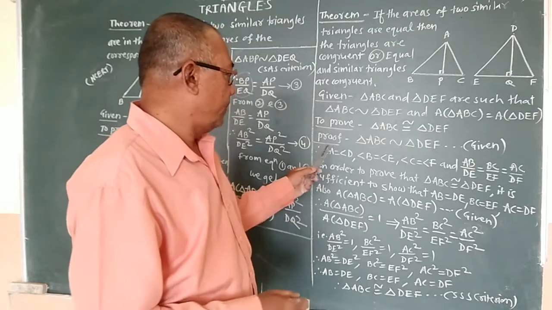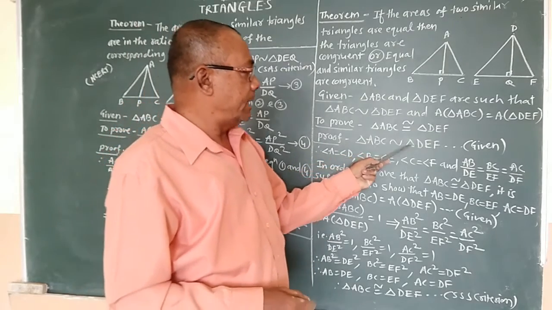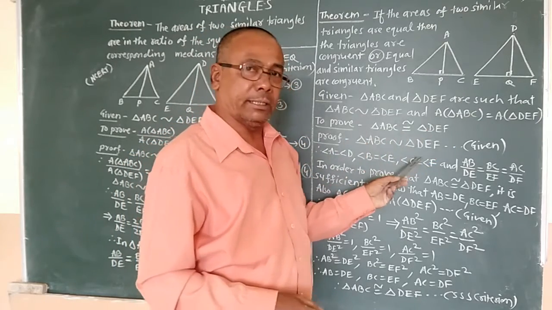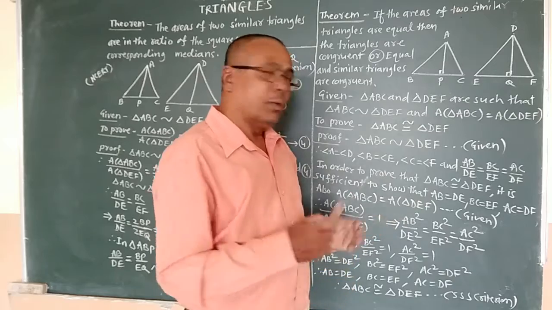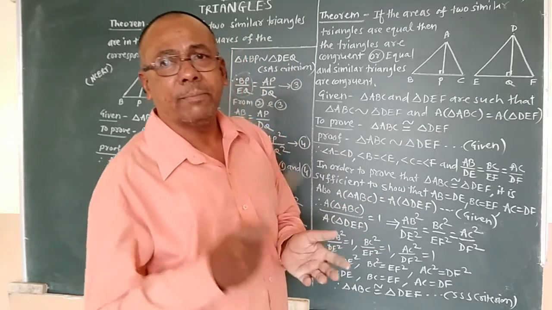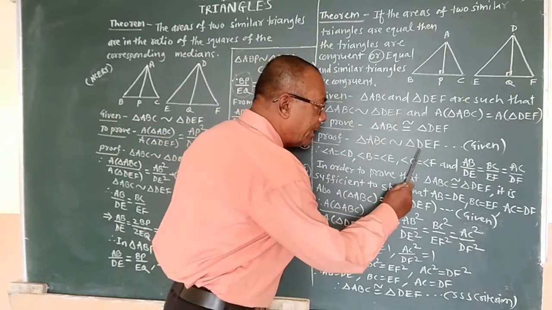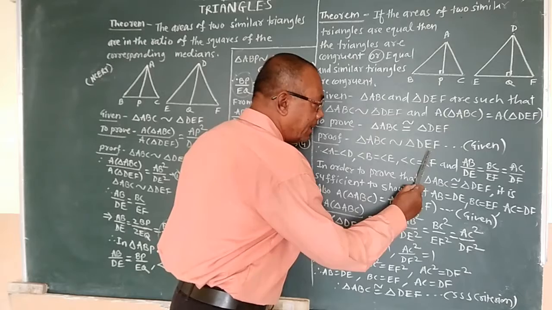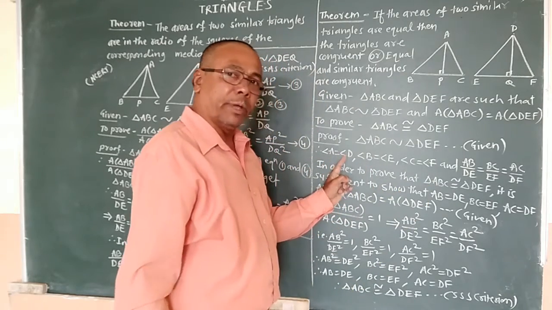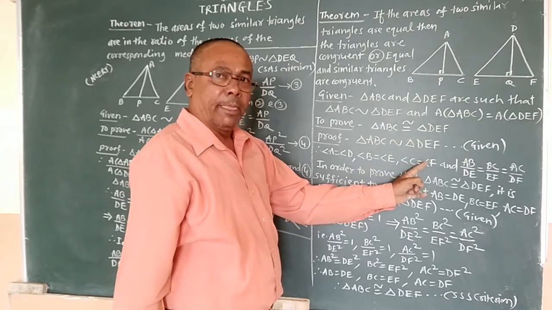Now proof. Triangle ABC similar to triangle DEF means it is given that both the triangles are similar, and now we know that if the triangles are similar, then corresponding angles are equal. So angle A equals angle D, angle B equals angle E, and angle C equals angle F.